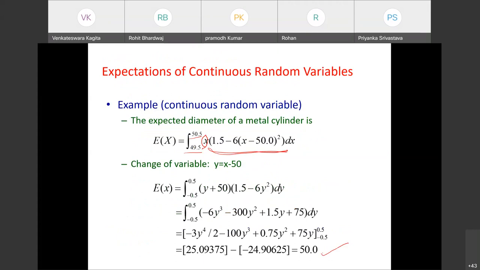Just for simplicity, we take y equal to x minus 50. We are changing the variable. So substitute y in place of x minus 50, and x is equal to y plus 50, because y equals x minus 50. If you solve this, you would get 50. This is how you can measure the expectation of a continuous random variable. So we have seen how to measure the expectation in the case of a discrete random variable, and in the case of a continuous random variable. Expectation, or the mean value, or the average value.